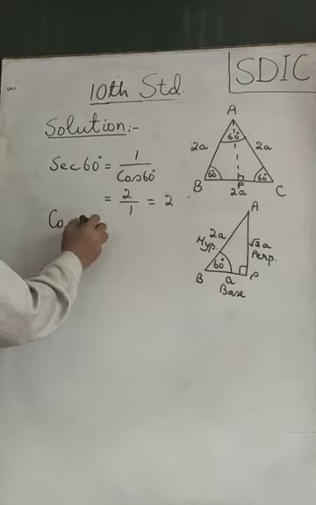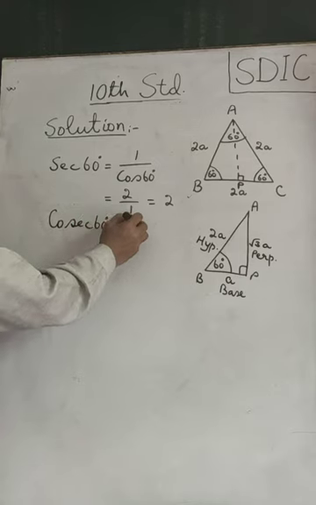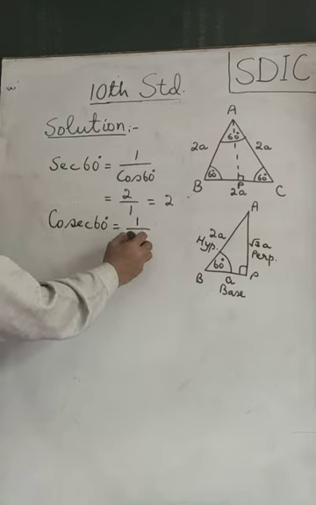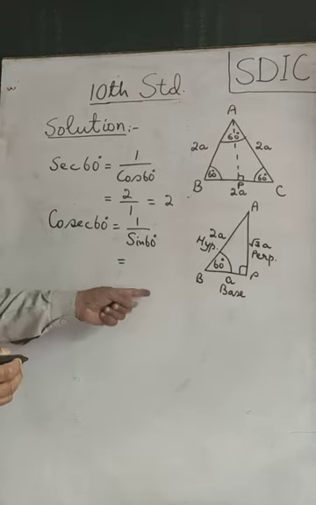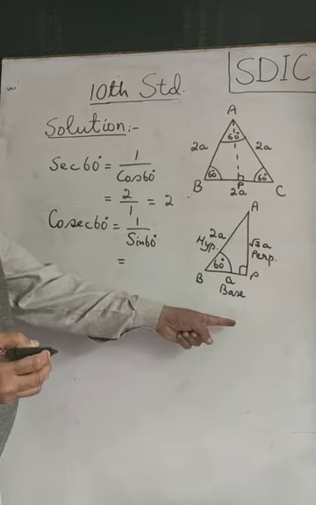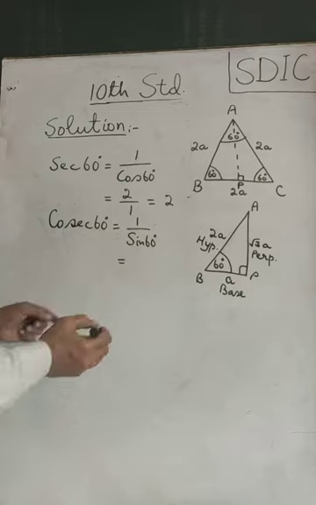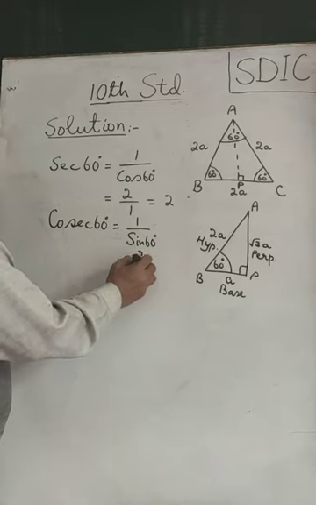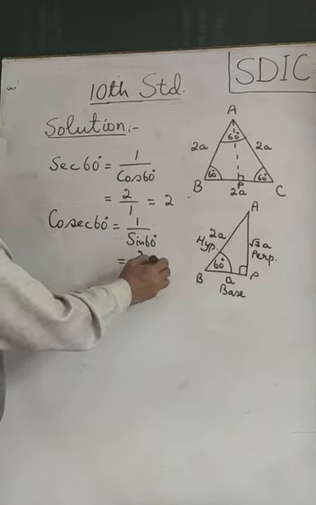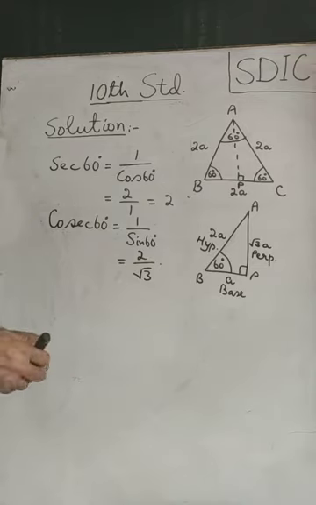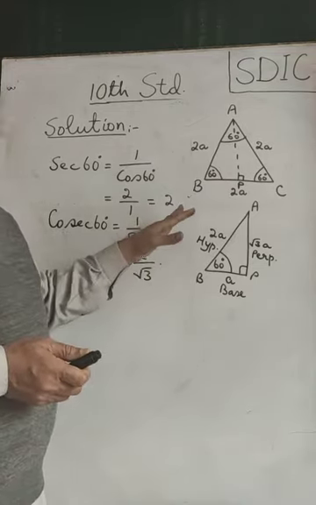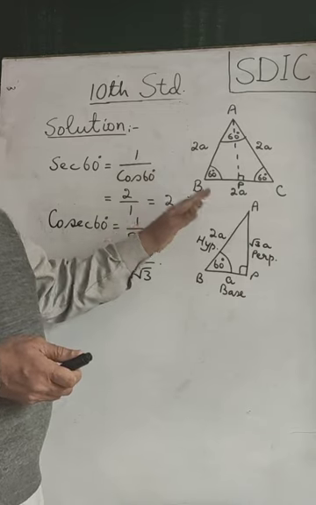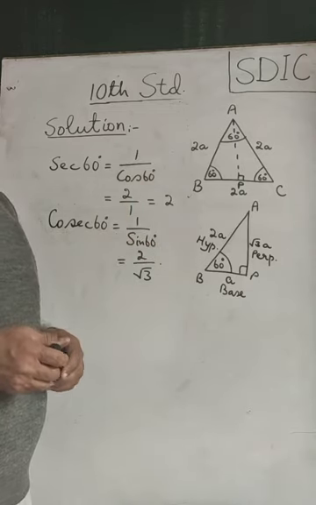Then cosec 60. Cosec is the reciprocal of sine, so it is the reciprocal of sine 60. We have just now got the sine 60 value. You can find it is under root 3 by 2. The reciprocal will be 2 by under root 3. Therefore, the value of cosec 60 is 2 by under root 3. That completes our first question, derivation of trigonometric ratios of the 60-degree angle.